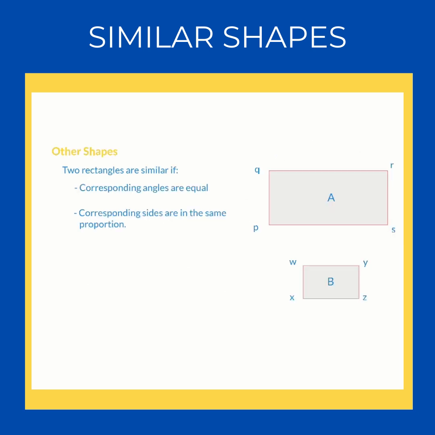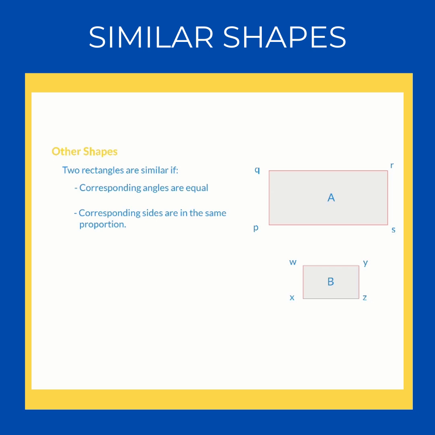Now, the second case is when we have other shapes, such as rectangles, squares, whatever the shape is. In this case, I have two rectangles, rectangle A and rectangle B. Rectangle A is the bigger rectangle, while rectangle B is the smaller rectangle. Now, I can say that these two rectangles are similar if corresponding angles are equal and corresponding sides are in the same proportion. So here I have two conditions.